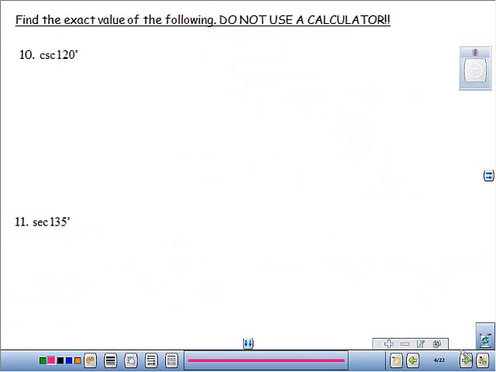Alright, on 10 and 11, same steps. Draw your picture first. 120 degrees. It's going to put you over here in quadrant 2. And you are at a reference angle of 60 degrees, because you're 60 degrees shy of 180, which is half a circle.